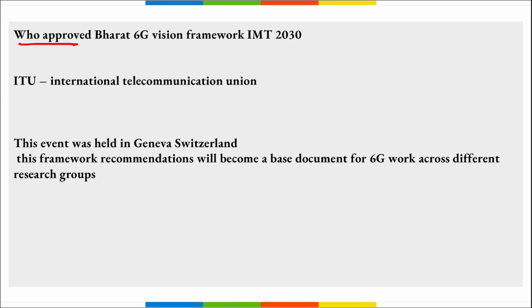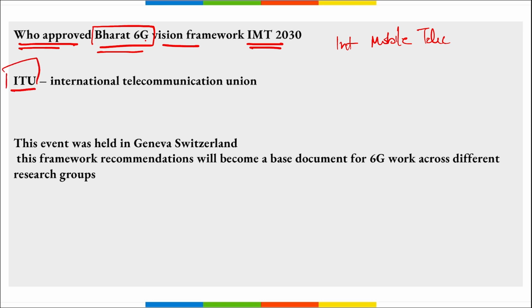Next, who approved Bharat 6G Vision Framework IMT 2030? So this IMT 2030, that is International Mobile Telecommunication, right? Because IMT also stands for Industrial Model Township, so don't get confused with it. This is 6G, this is for internet, and this is for International Mobile Telecommunication. So the question asked here is, who approved Bharat 6G Vision Framework for IMT 2030?